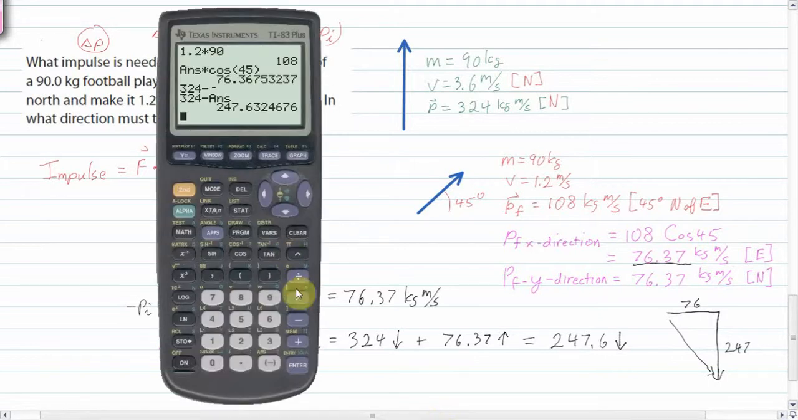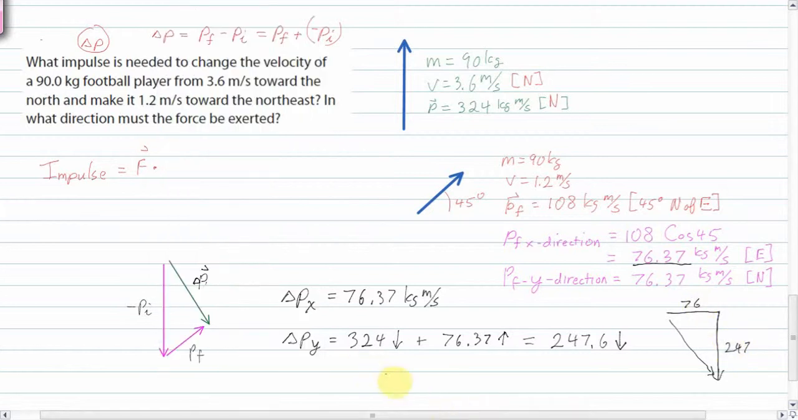Let's get the direction first. So take that number divided by 76, and then inverse tan that number. I guess I should have probably put more sig figs in there. About 72.9 degrees. So the angle will be 72.9 degrees south of east.